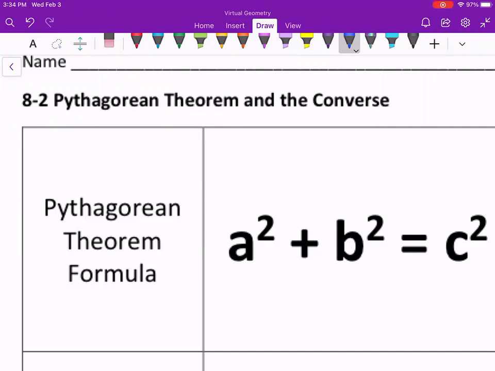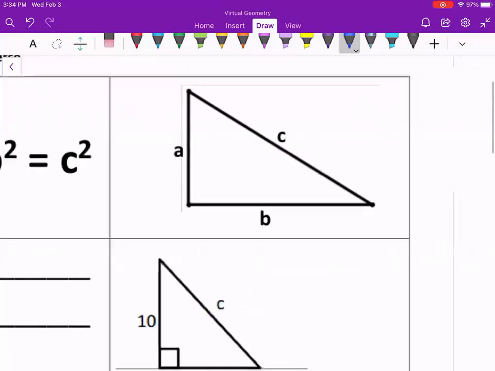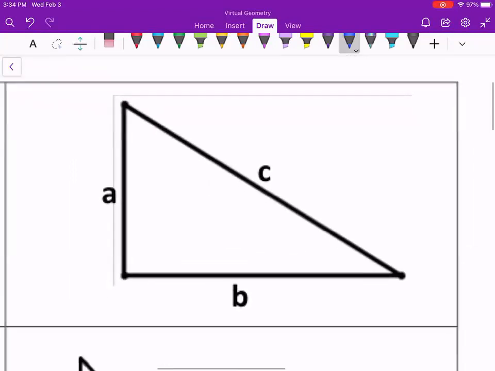Maybe we only have the short leg and the long leg, or maybe we have one of the legs and your hypotenuse. How can I find the missing leg in that right triangle, or the missing hypotenuse? And that is where your Pythagorean theorem comes into play. Pythagorean theorem works best when you have two sides of a right triangle.